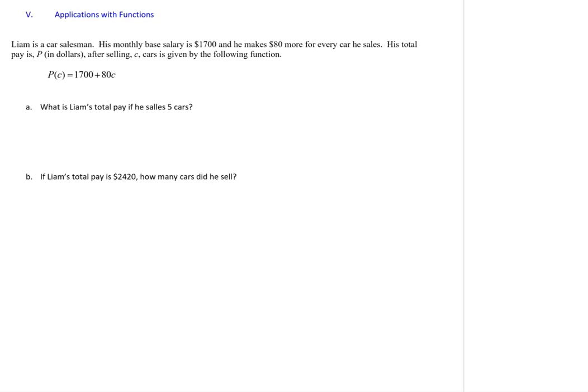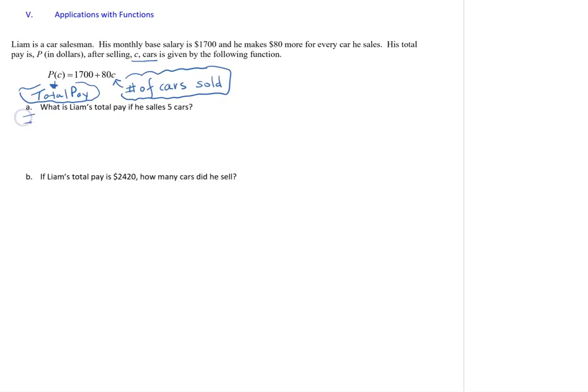So they give us this linear function to model his salary, and it's important that you read the next sentence to know what the letters stand for. So it says his total pay is P in dollars. So that's what the function tells us, his total pay. And then C is the number of cars he sells. And it's really important to take the time to do that, to know what to do for the next two questions that we're asked to find the answers to.